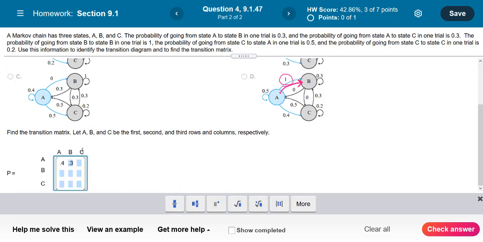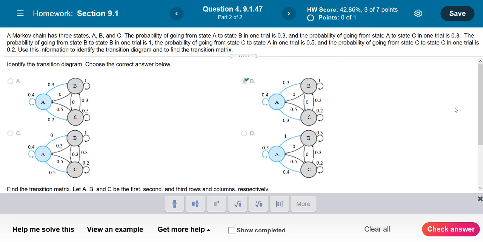Now, if you just want to fudge a little bit, as we said, the numbers in each row should add up to 1. So if we've got a 0.4 and a 0.3 already, then the last one should be another 0.3. However, I'll go ahead and verify that on the transition diagram. A to C on the transition diagram would be here. A to C. And sure enough, that's a 0.3.